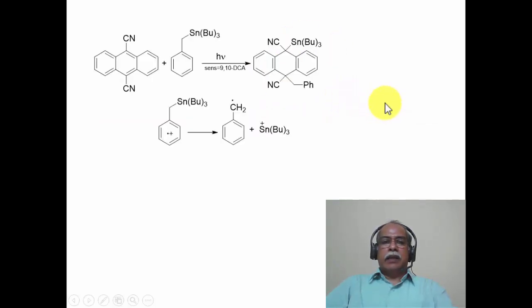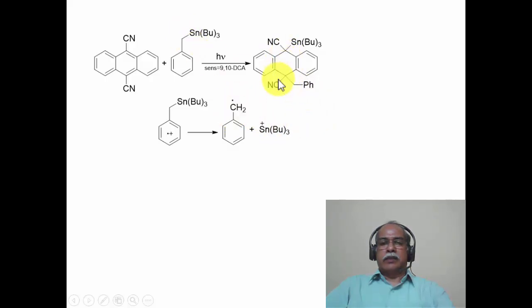Dicyanoanthracene is the sensitizer. When it is excited, the tributyl benzyl tin undergoes an electron transfer reaction, gives an electron to the dicyanoanthracene to produce the anion radical and the cation radical of the stannane. The cation radical of stannane has a very weak carbon-tin bond, so it cleaves essentially to give the tin cation and the benzyl radical. The tin cation and the benzyl radical add across the 9-10 position of the anthracene anion radical to produce this as the final product. So you can see here the fragmentation followed by addition across the 9-10 position essentially leads to the formation of the product.